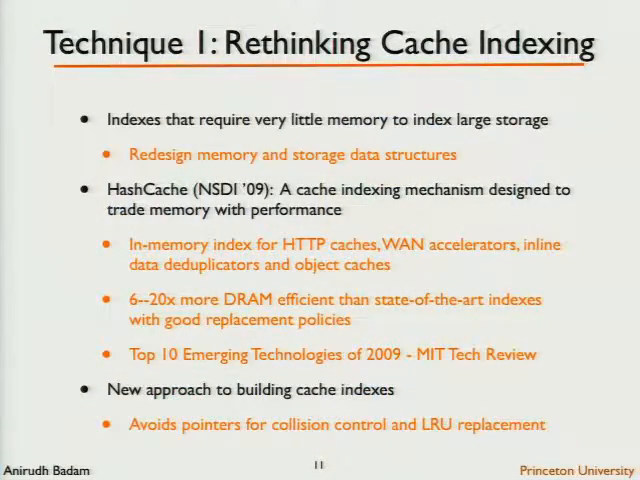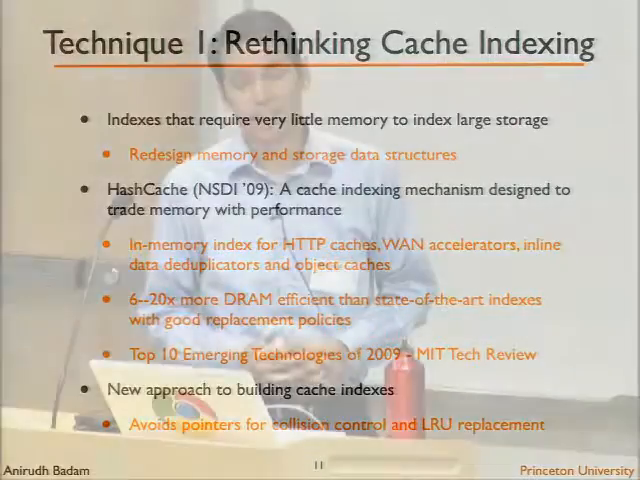So in HashCache, we try to rethink the cache indexing itself. The requirement, as I said, is indexes that require very little memory to index large storage, and we redesign memory and storage data structures for network appliance caches for this purpose. It's an in-memory index that can be used for network appliance caches like HTTP caches and WAN accelerators. It's about 6 to 20 times more DRAM efficient than state-of-the-art indexes with good replacement policies. And it was selected as one of the top 10 emerging technologies of 2009 by MIT Technology Review magazine.